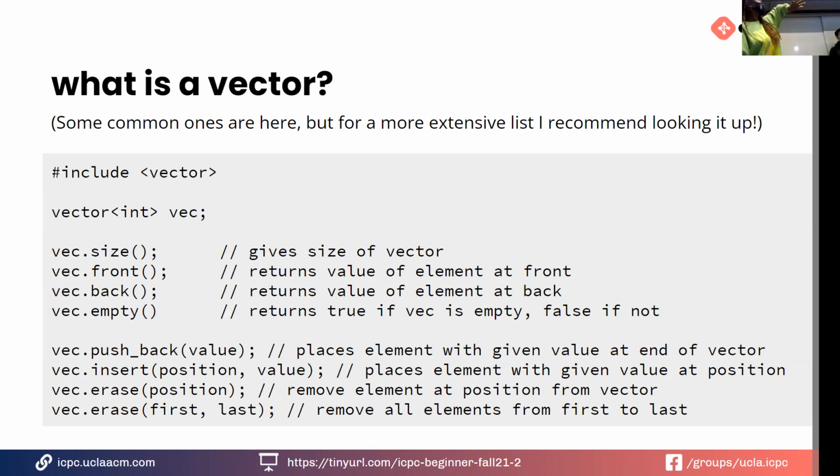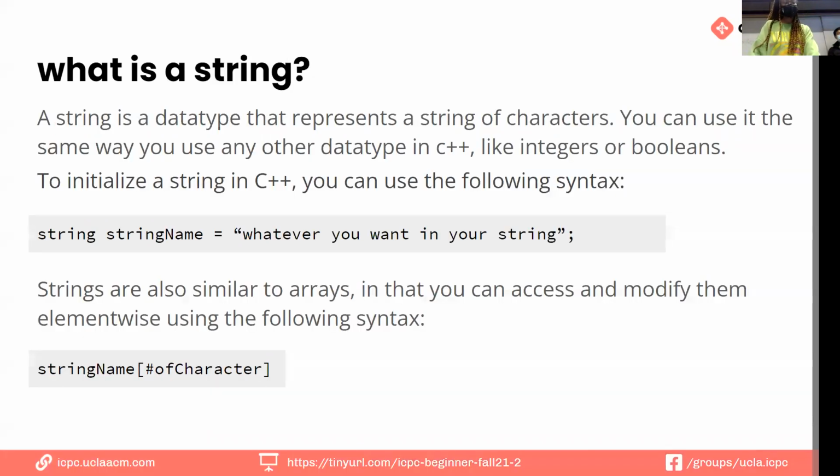Push back allows you to put something into the back of the vector. Insert allows you to insert something wherever you want. It's kind of more useful than push back. And then you can erase at different places. So I advise you to check this out yourself. And if you want to look up other ones, there are plenty more that can help you deal with vectors already. Great. So now we're going to move on to what is a string.